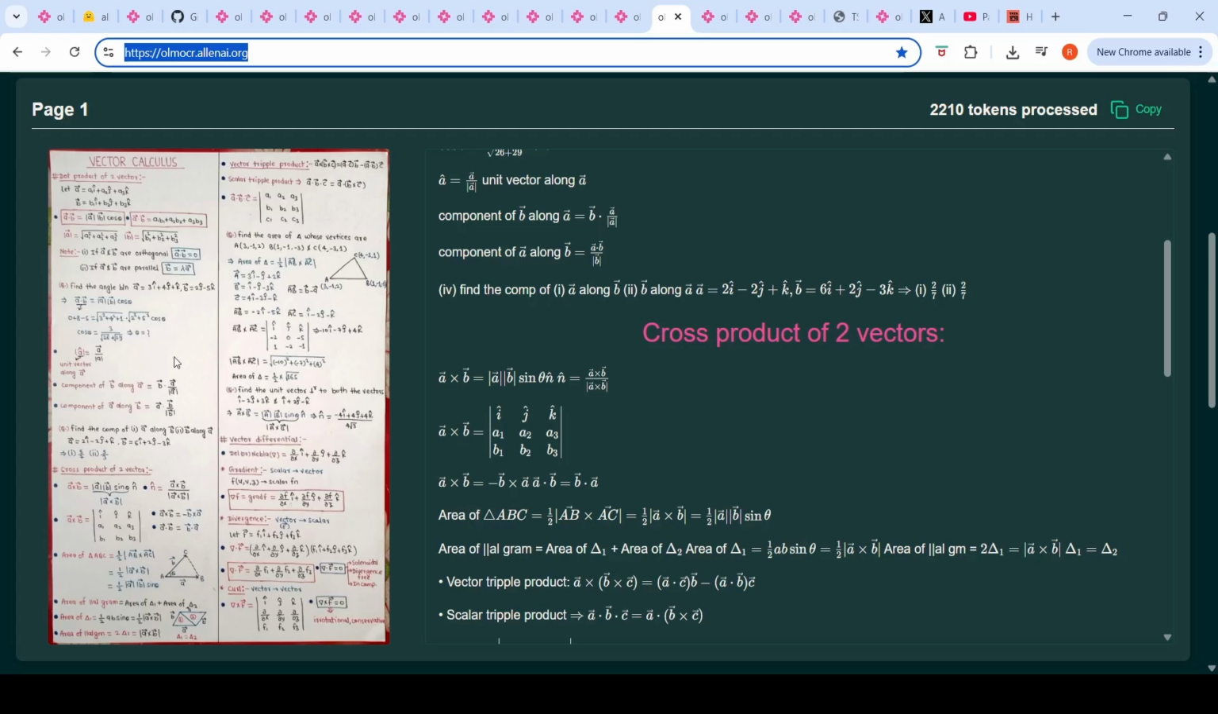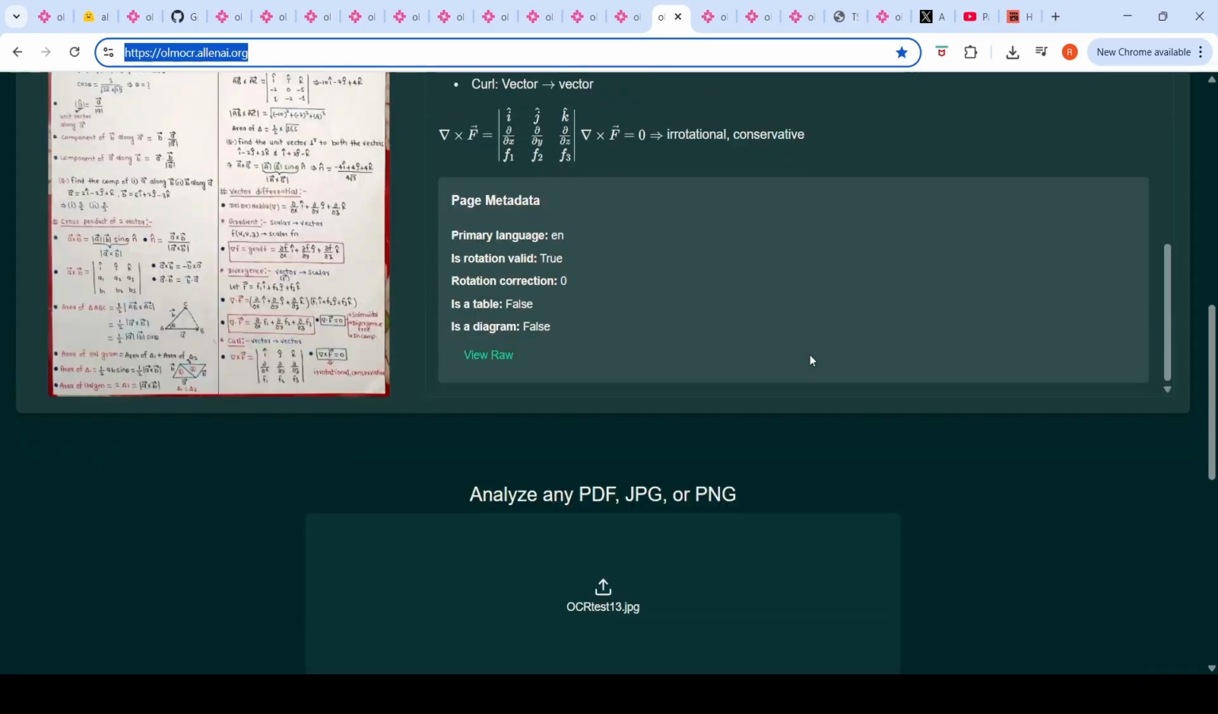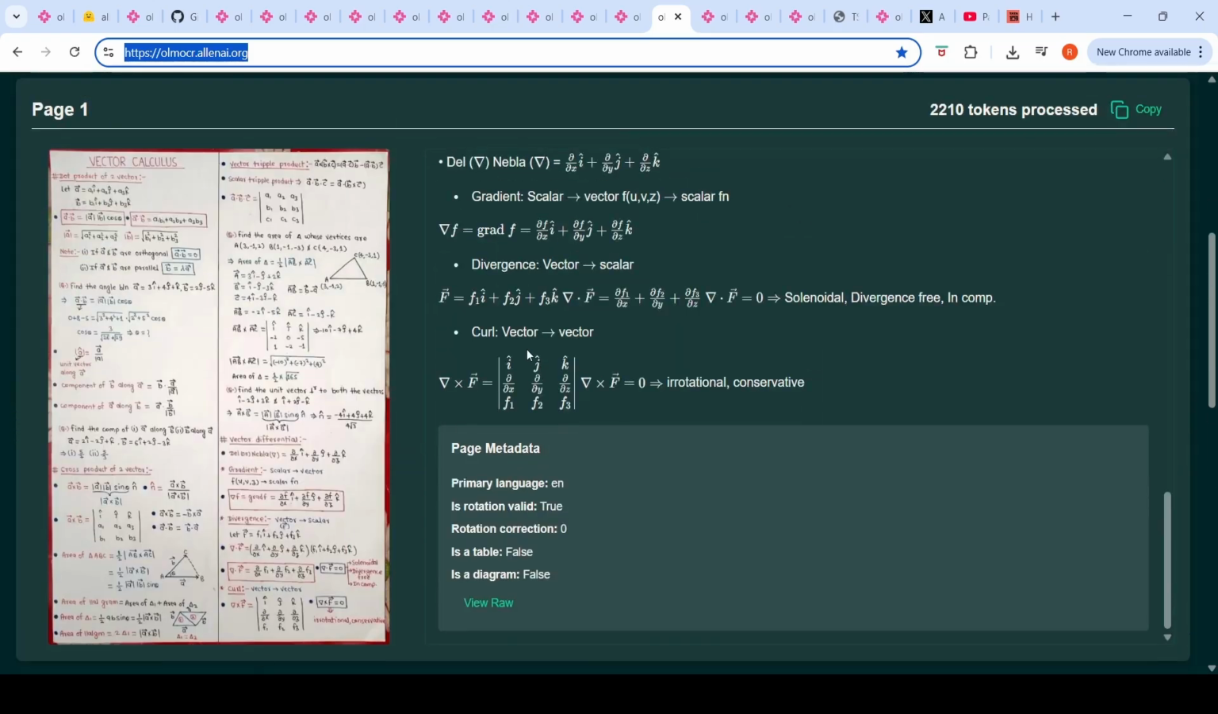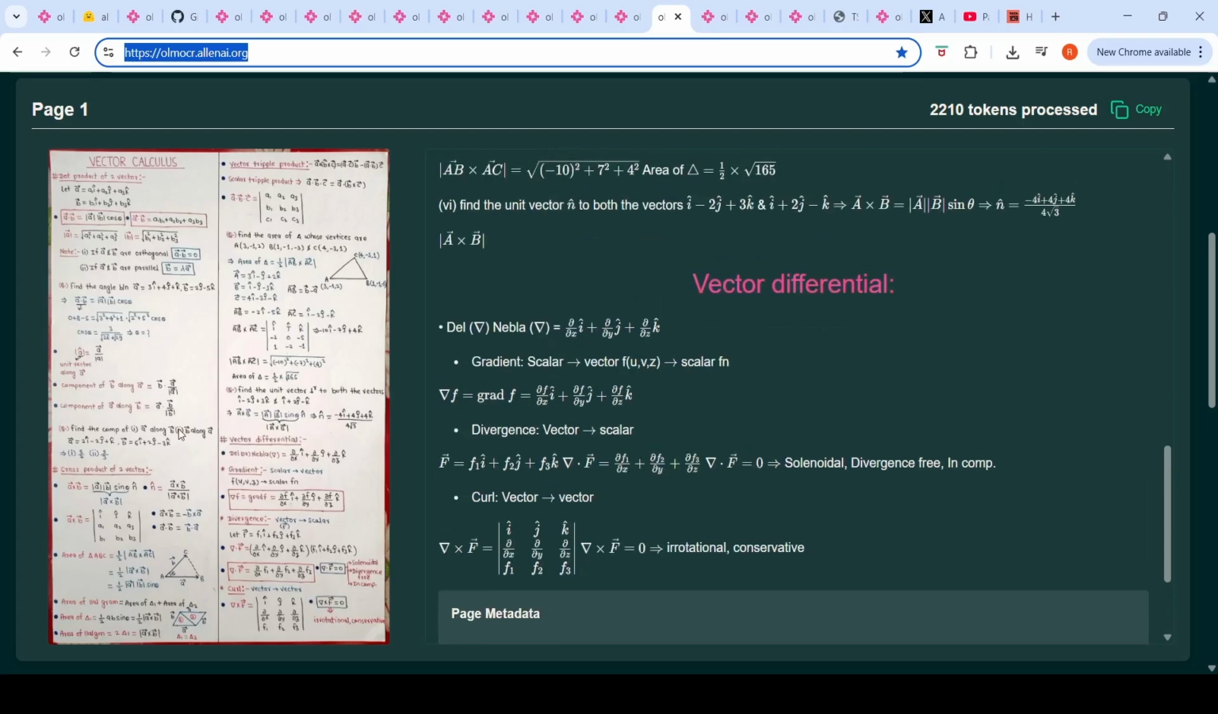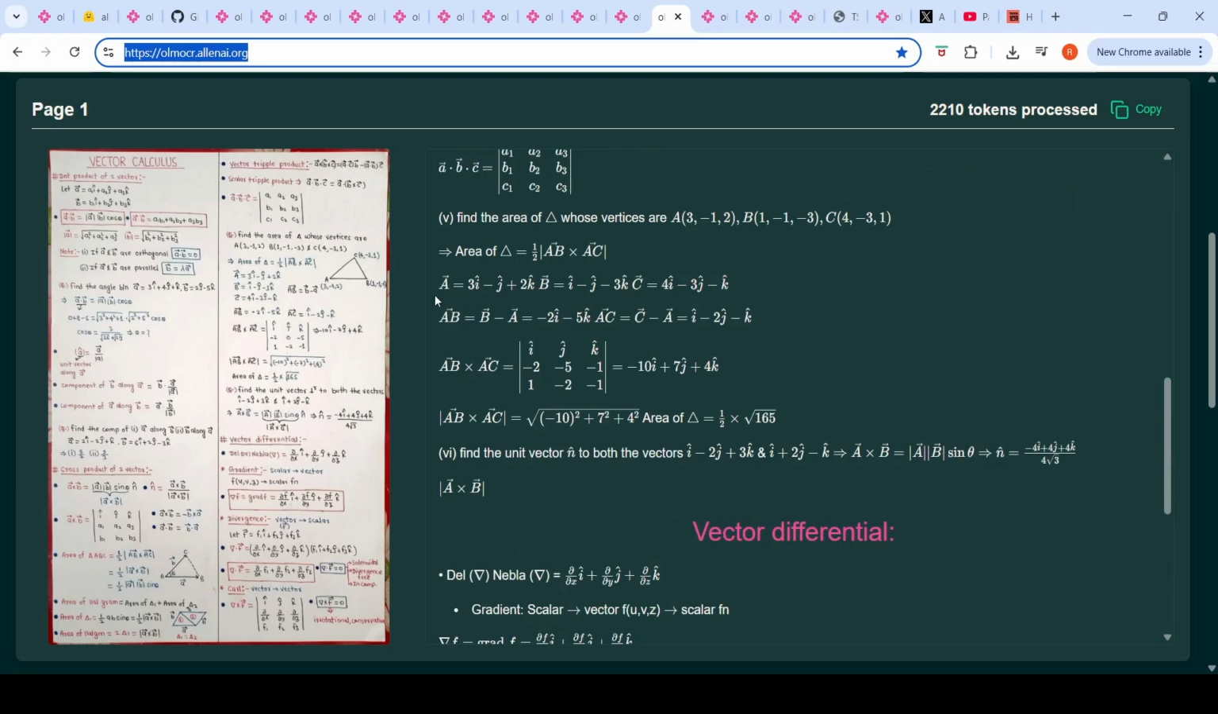So this is a handwritten document, and here it is able to pull in things like, if you look at the last one, a curl vector to vector, and your delta into f. Basically, it is able to do this. I don't know if this is delta or something else, this symbol, but it is able to do that properly over here. I've not gone into every character, but at a high level, it is doing a very good job with this handwritten document.